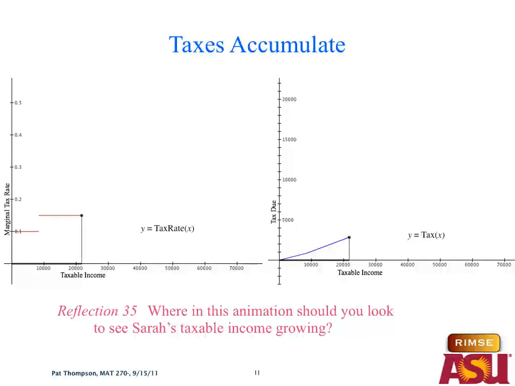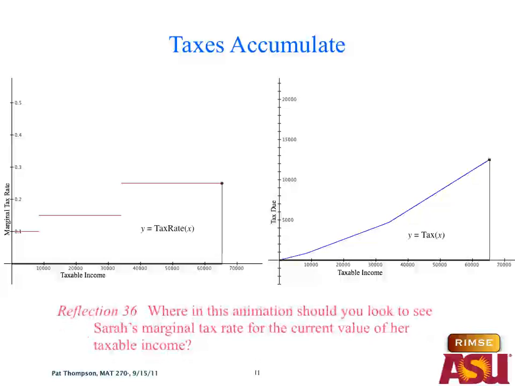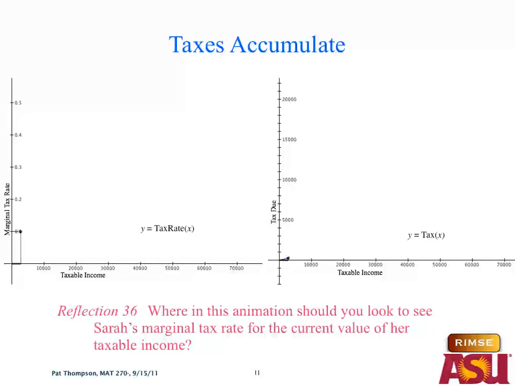What was our x quantity in the previous functions? Our input quantity? Taxable income, right? So we're showing that quantity growing along the x-axis on both graphs. Good. Okay. Next question. Where should you look to see Sarah's marginal tax rate for the current value of her taxable income? Jessica.